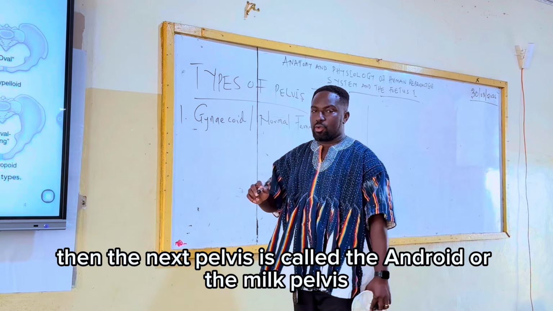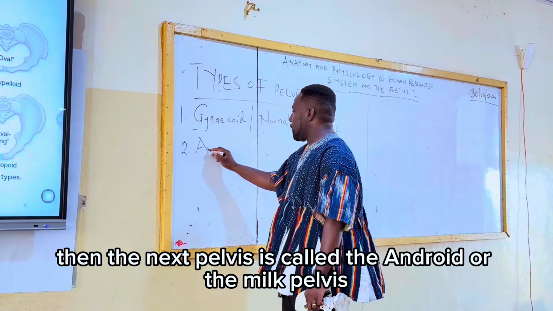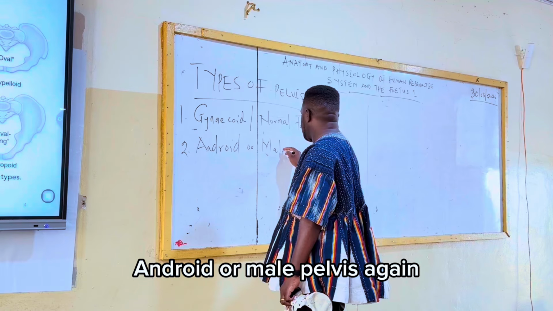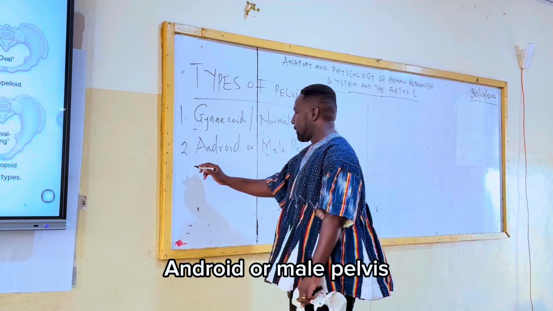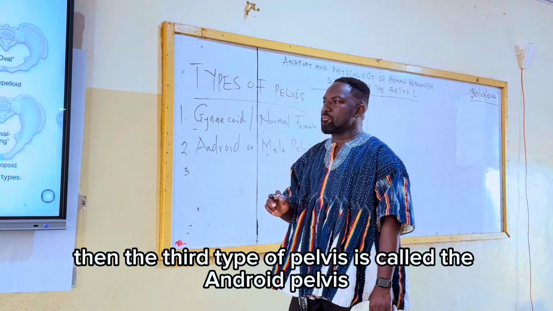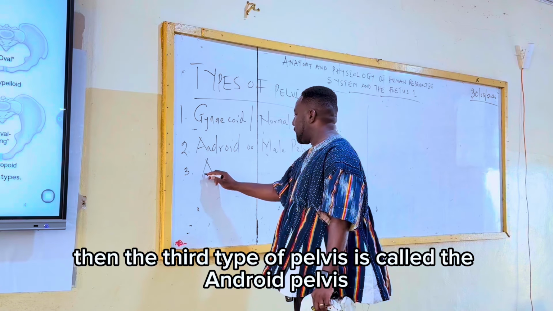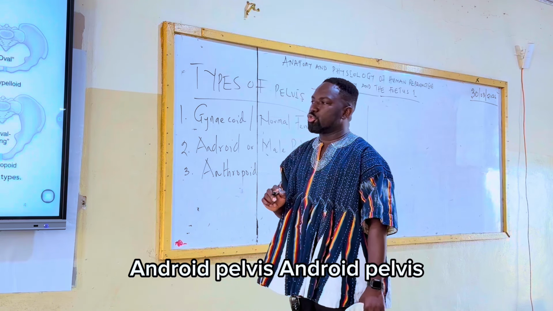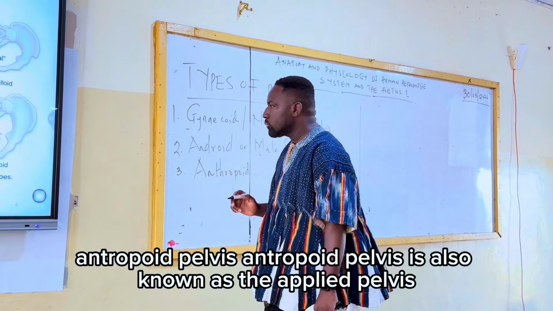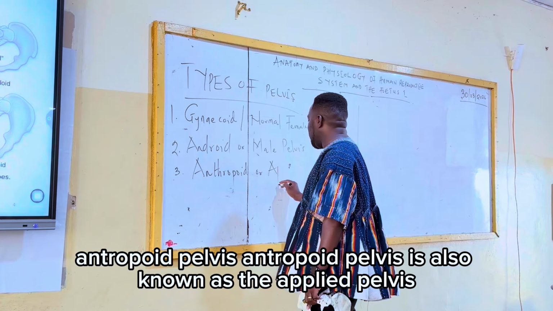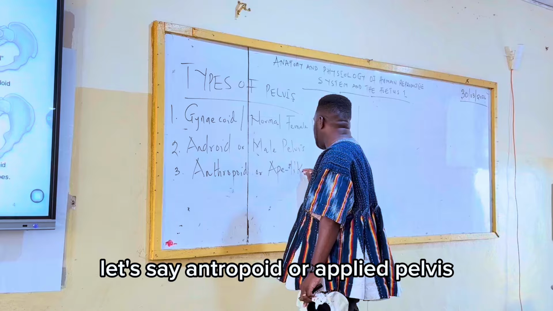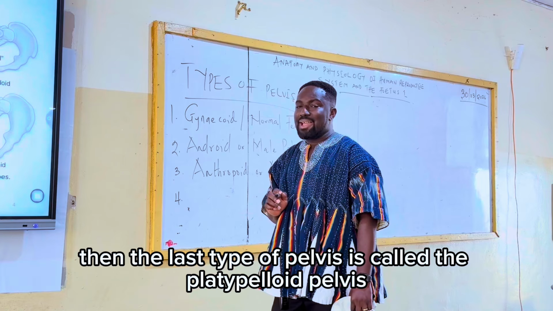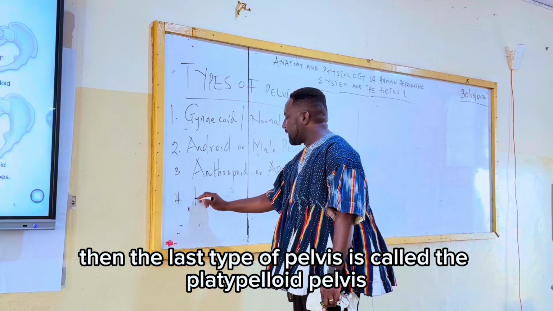Then the next pelvis is called the android or male pelvis. Then the third type of pelvis is called the anthropoid pelvis. The anthropoid pelvis is also known as the ape-like pelvis. Then the last type of pelvis is called the platypelloid pelvis.